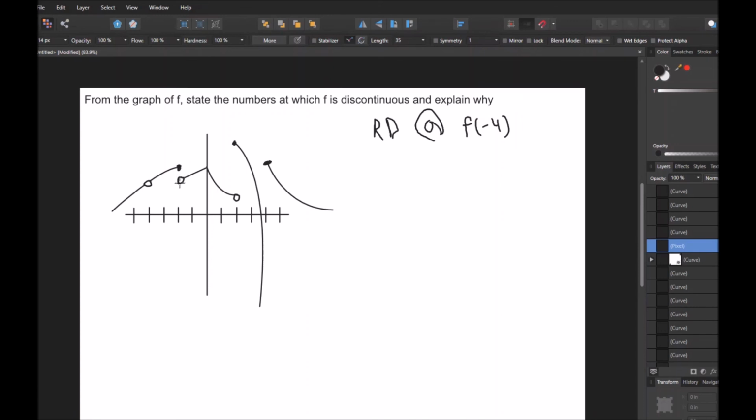You can see there's a jump discontinuity here. The two-sided limit does not exist. The limit as x approaches negative 2 from the left-hand side is this value right here, and the limit as x approaches negative 2 from the right is this value right here. So I'm going to say JD for jump discontinuity, JD at f of negative 2.